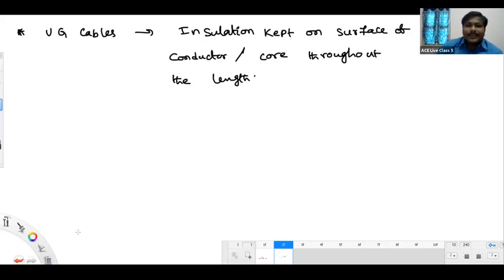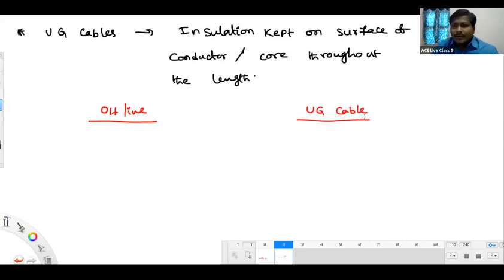Next, some other differences between the cables and overhead line system. Look here, please. On this side, overhead line, just think of the physical view of that. And on the other side, underground cable. In overhead line, we have something like this: phase A, phase B, and phase C conductors. Like this, we have three conductors.